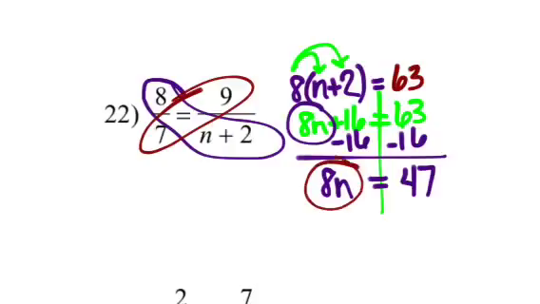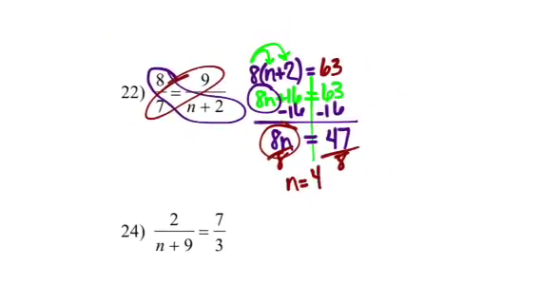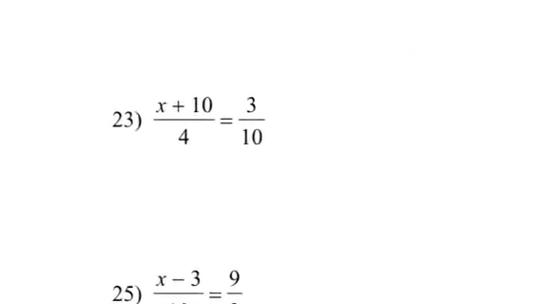Still circling, how do I get rid of the n? Divide by 8, divide by 8, and n equals 47 divided by 8, which does not reduce. You may in fact turn it into a decimal if you would like. That part is up to you. My answer key is in both fraction and decimal.